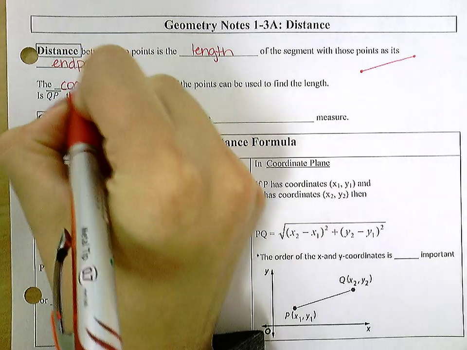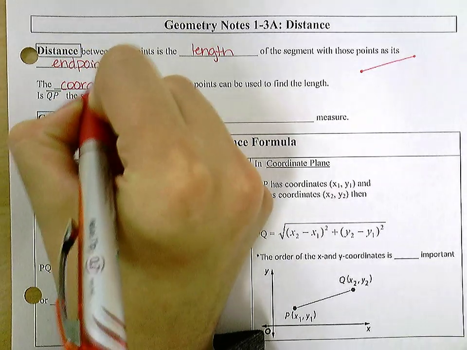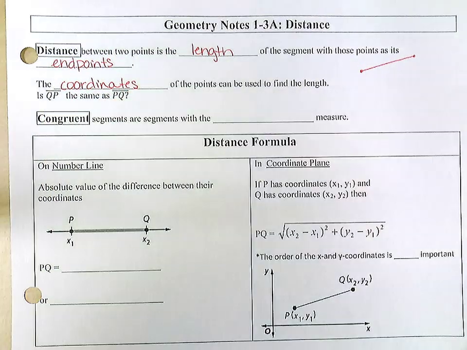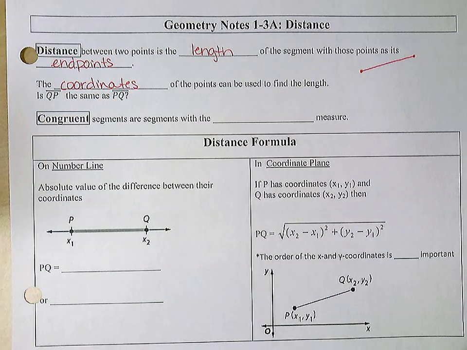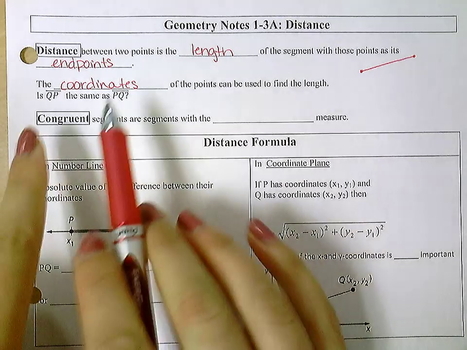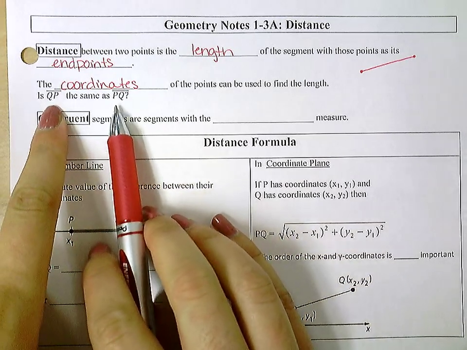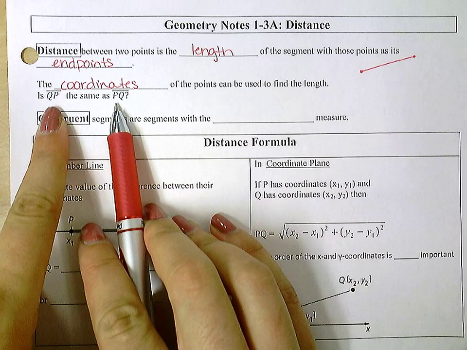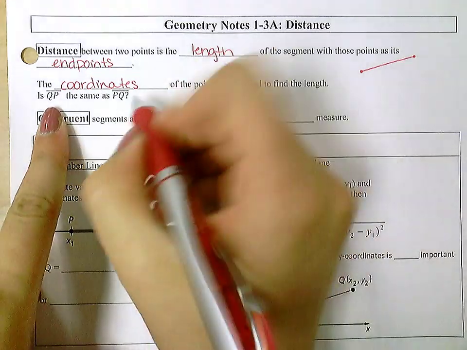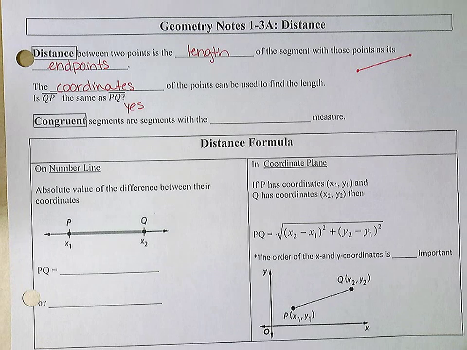So the coordinates of the points can be used to find the length. Okay, so your coordinates on a number line or your coordinate on a coordinate plane can help you find that distance or length. Now before I keep going here, is segment QP the same as segment PQ? Yes. Okay, so for our segments, we can switch our endpoints around just like we could in our line. Okay, it's the same segment.